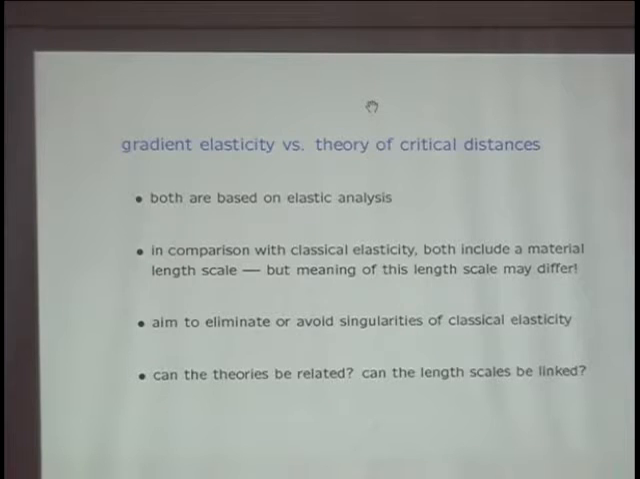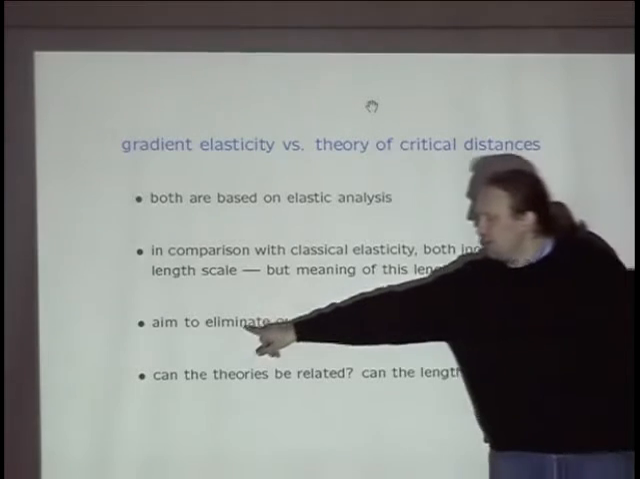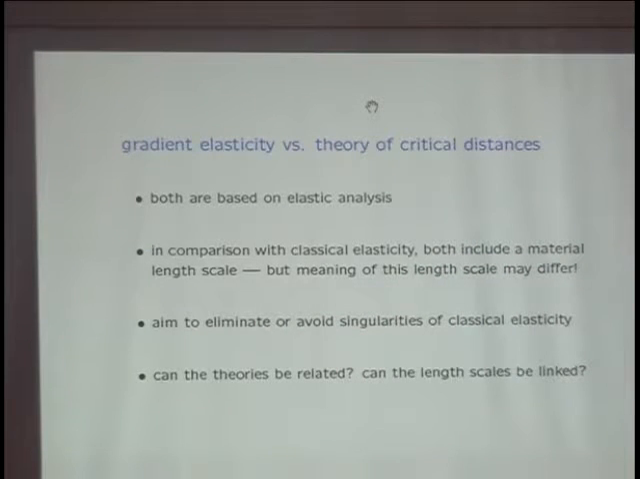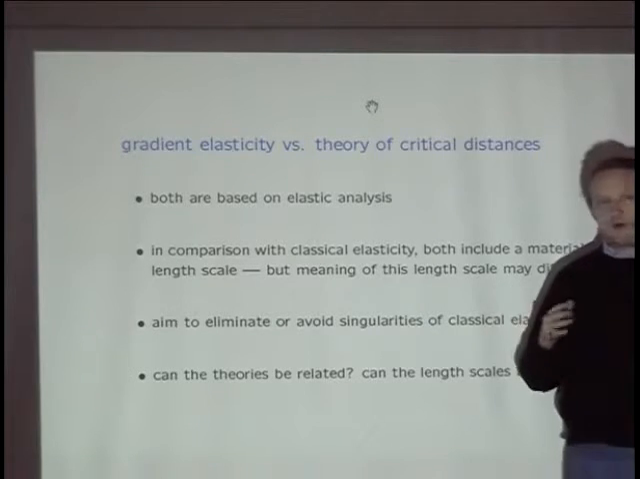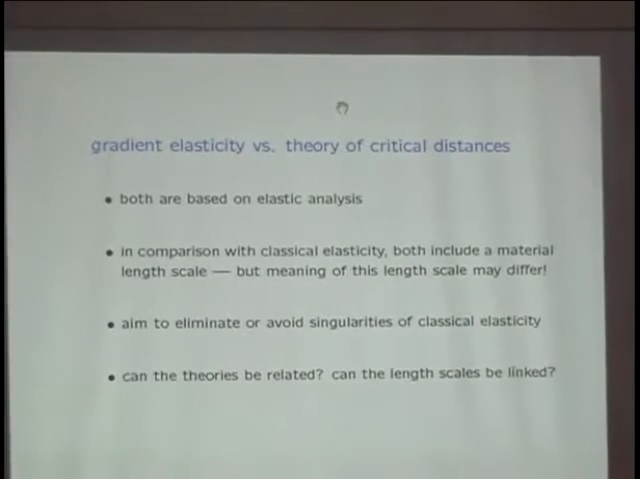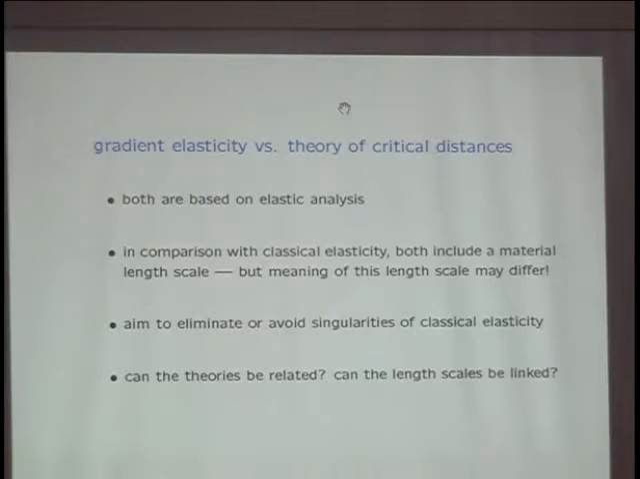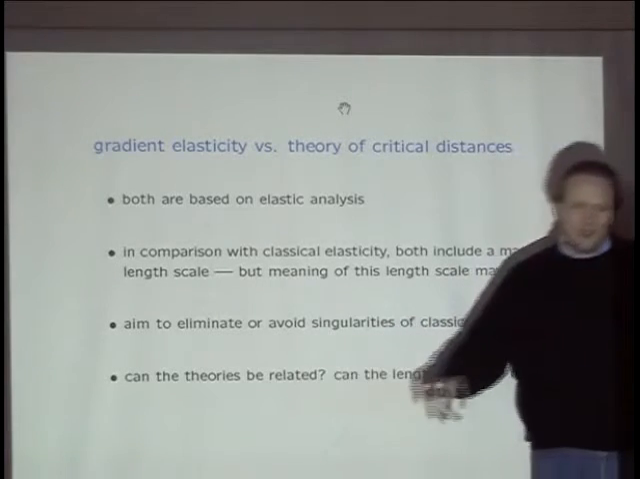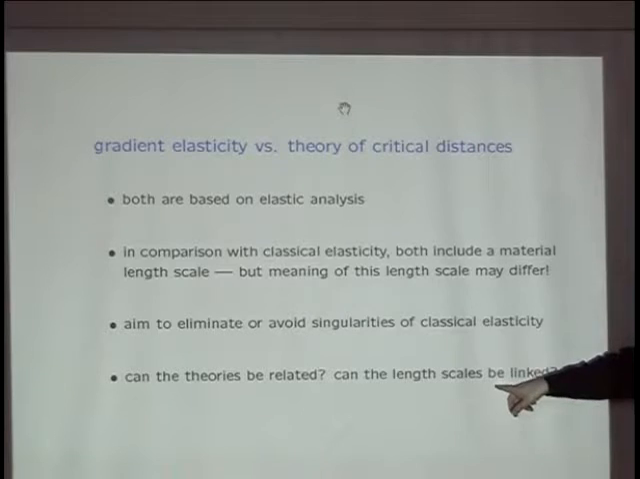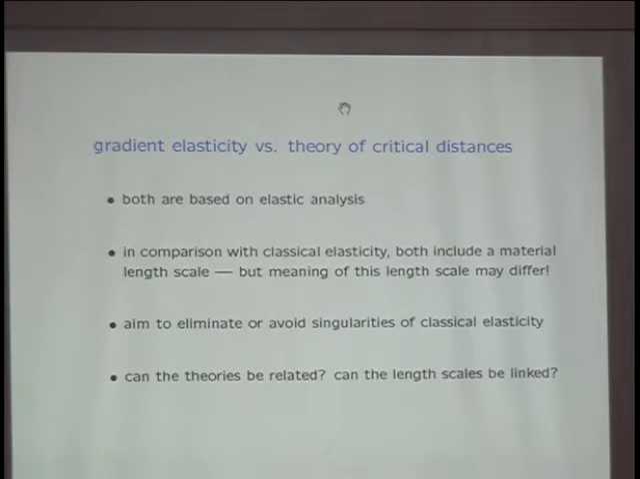And also, what I would say, gradient elasticity eliminates the singularity of sharp cracks. I'll be the first to admit that I've just started reading on the critical distance stuff 2 weeks ago, so I don't know an awful lot about it, but the way I see it, it tries to avoid singularities. I got one yes over there, so that's good. So the question is really, can these theories be related? And maybe the way to go about getting an answer is trying to find the relation between the length scales in the two groups of theories.